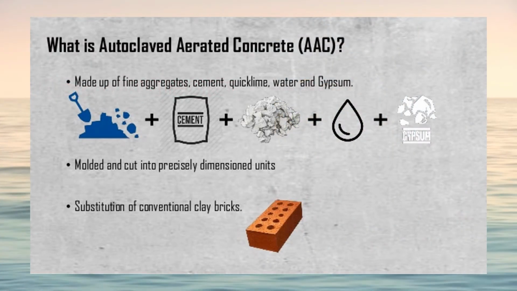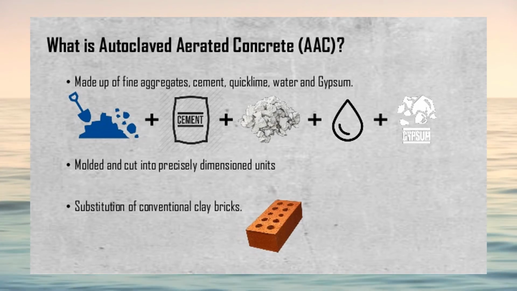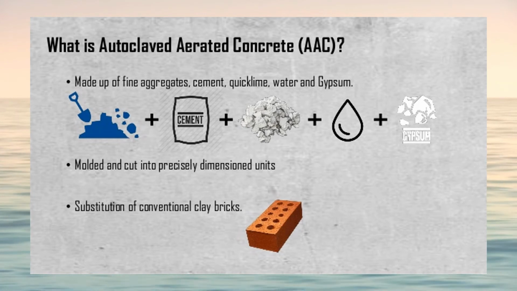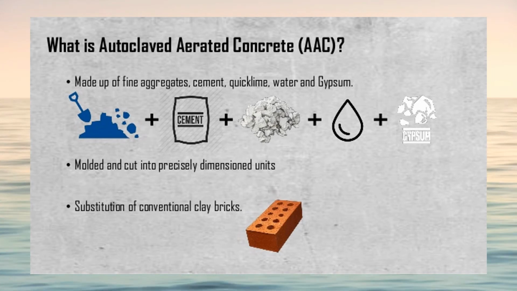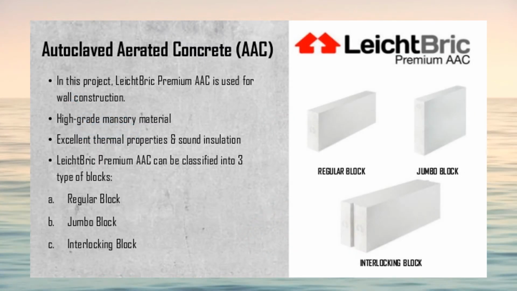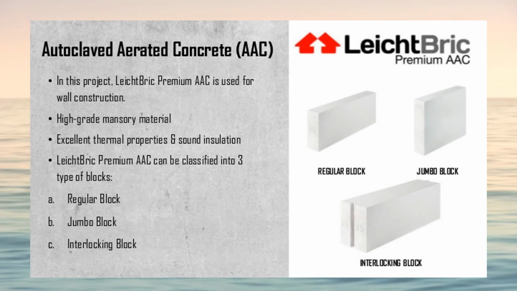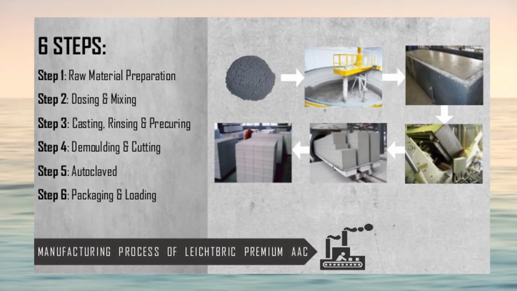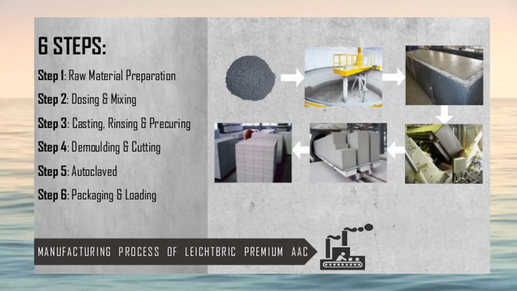AAC block is made of cement, lime, fine aggregates, gypsum, and water. The blocks are put into an autoclave machine for the curing process. In the autoclave, the blocks are applied with high-pressure steam to accelerate the curing and produce higher strength of materials. This is the type of AAC block used for the particular project. This is the typical step to manufacture the AAC blocks.